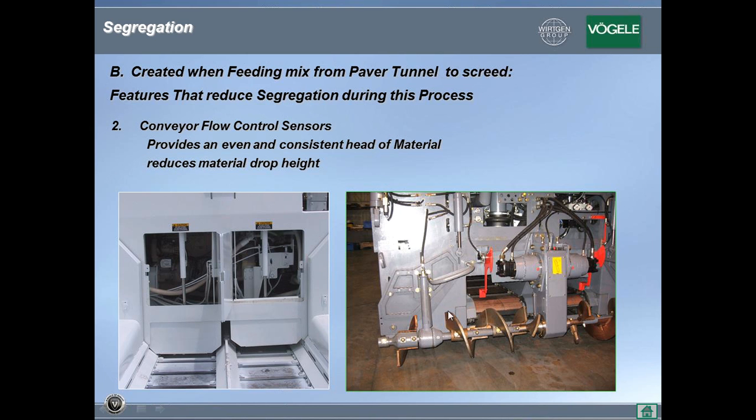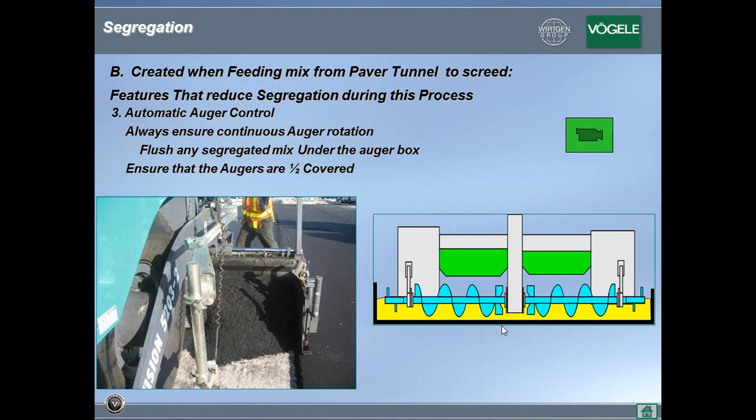Adjust your flow gates properly, or set your conveyor sensors, your paddle sensors, such that the conveyor delivery is equal to the auger delivery, which is equal to the amount of mix being laid, so you have a consistent head of material.